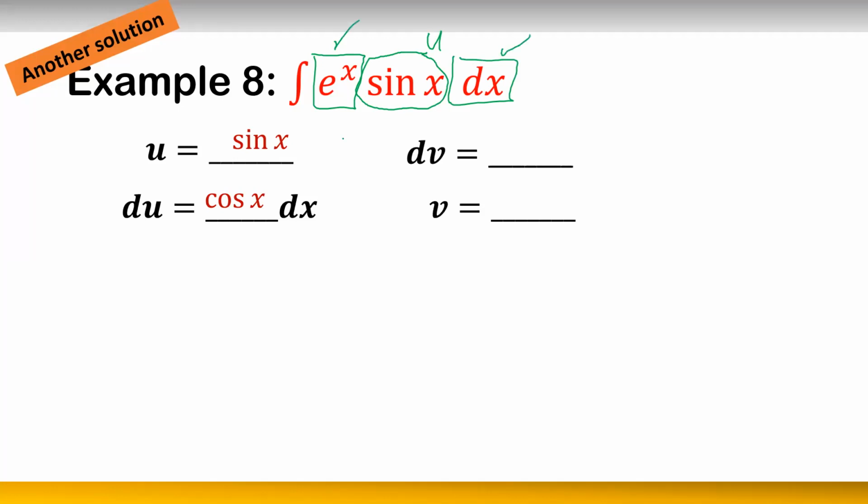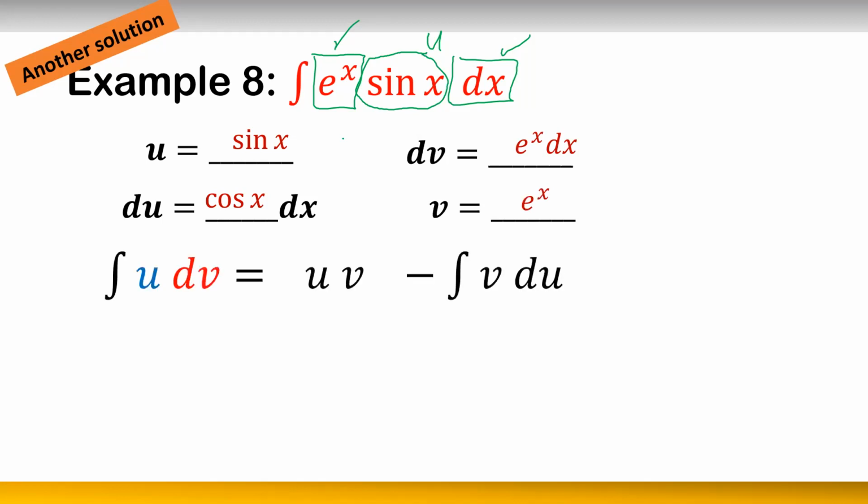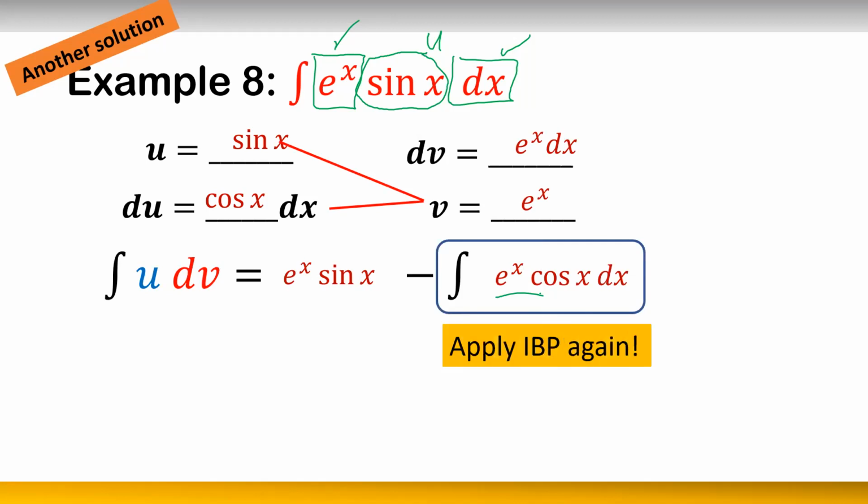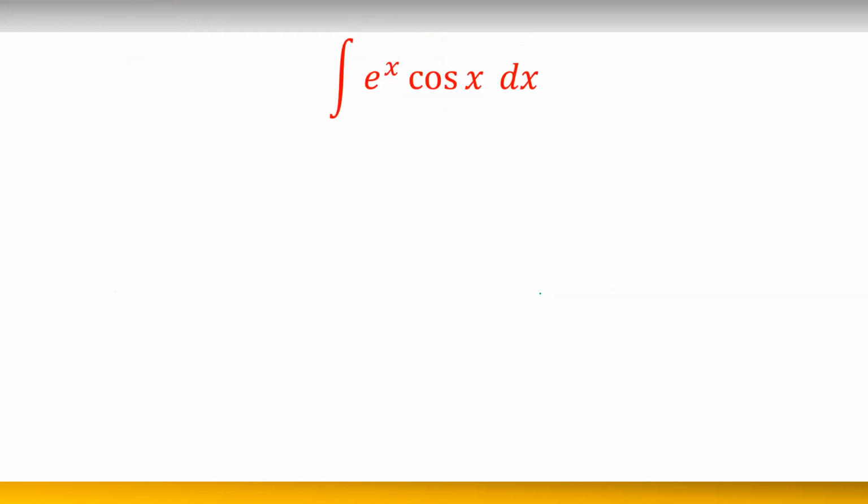Okay? So si e to the x dx. At syempre, mai-integrate natin yan. The integral of that is the same thing, e to the x. So pag nag-IBP tayo, yung uv is this product. That will be e to the x sine x tapos minus the integral of e to the x cos x. Parehas lang, di ba? Yung din yung e to the x cos x. Ayan. So, ayun na naman, no? Si e to the x cosine x. So, we need to apply IBP again. Okay? So, ayun na naman siya.